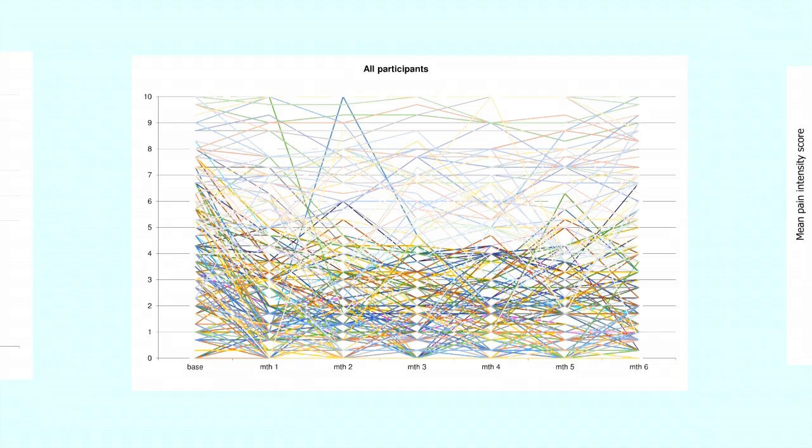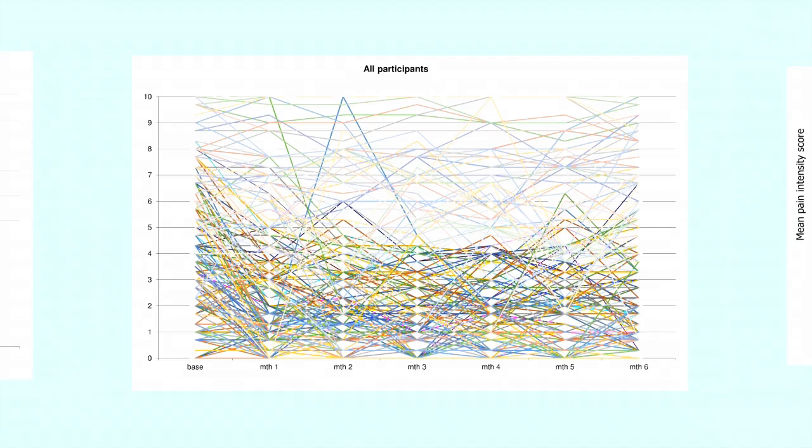And when you talk to clinicians and you talk to patients, they say their pain changes. It goes up and down. And actually, this doesn't show that at all. So when you look at a graph with all the individuals in, this is what it looks like. And actually, this doesn't tell you anything at all either, because you can't make head nor tail of who's doing what and what actually the picture is.